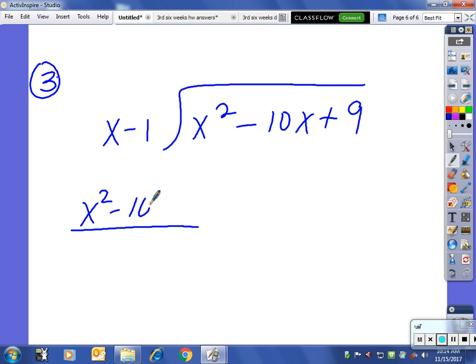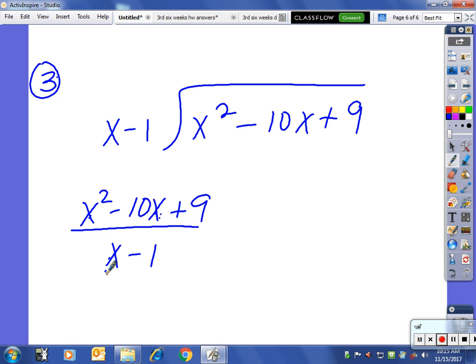X squared minus 10x plus 9, because that is what is being divided. What am I dividing by? X minus 1. What you are dividing by has to go on the bottom. Can I start canceling out x's? No, because they're connected to other stuff by adding or subtracting.